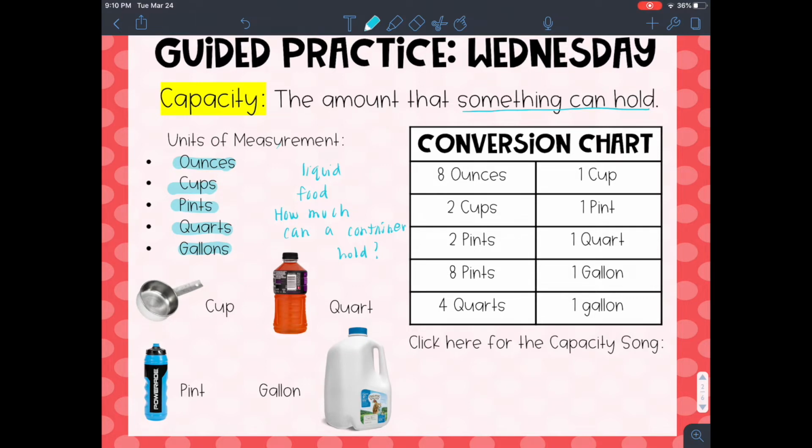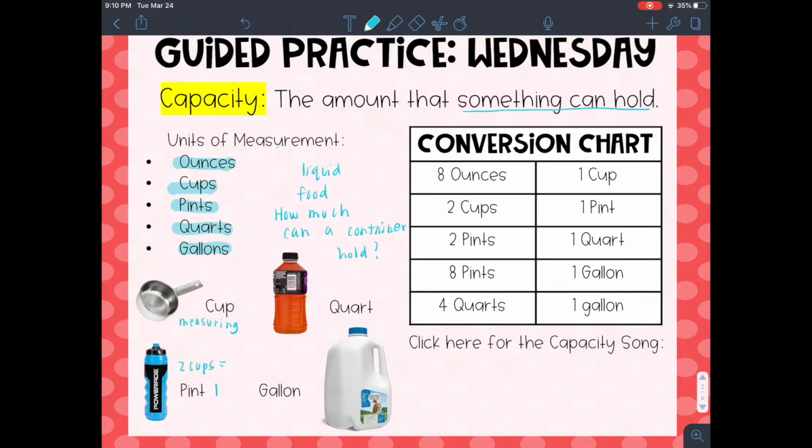So for capacity, we can use units of measurement of ounces, cups, pints, quarts, and gallons. The cup that you see right there is a measuring cup. And then you have a pint. A pint is like those Powerade sports bottles. I know a lot of people in our class have them. That's equal to 2 cups. So it measures to be about 2 cups.